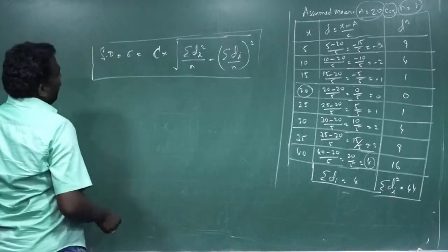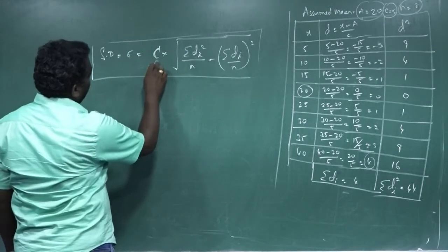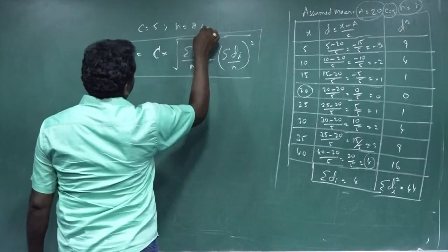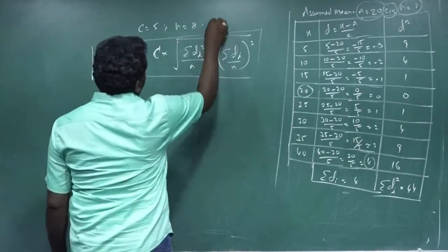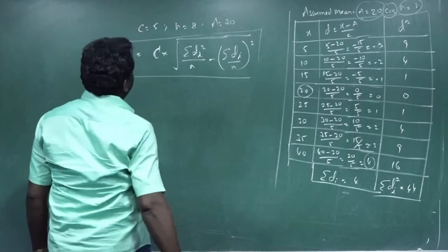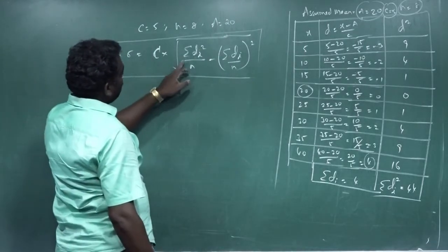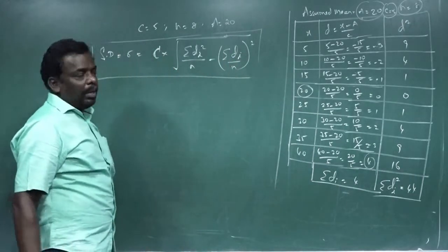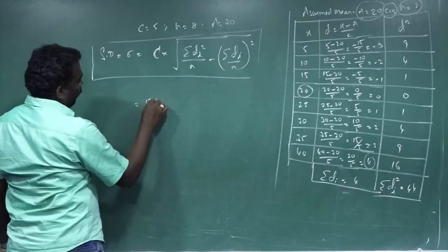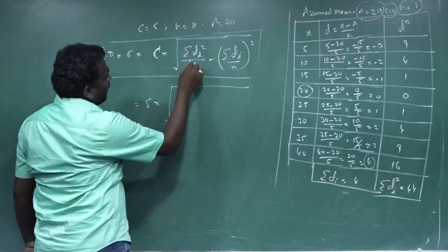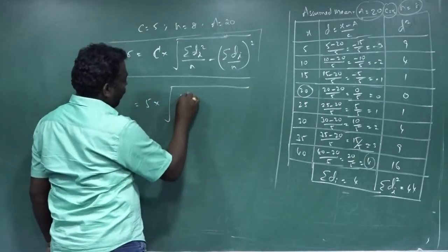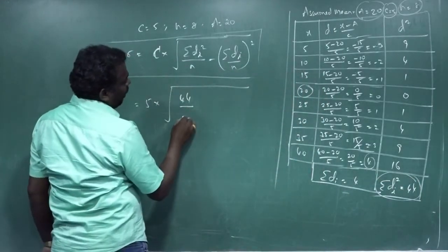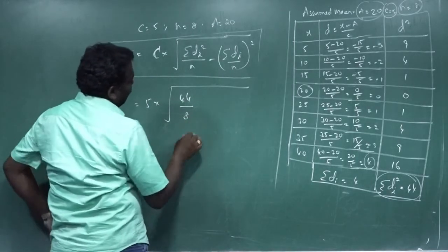Now using the standard deviation formula for the step deviation method, what is C here? C equal to 5. Then N is equal to 8. And the assumed mean A is equal to 20, we already know. So the formula is C into the square root of summation dA square by N minus summation dA by N, whole square. Therefore it is 5 into the square root of summation dA square, we obtain the value equal to 44, by N, that is the number of data, equal to 8.